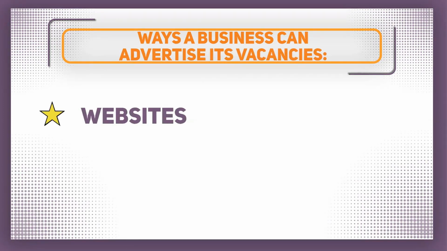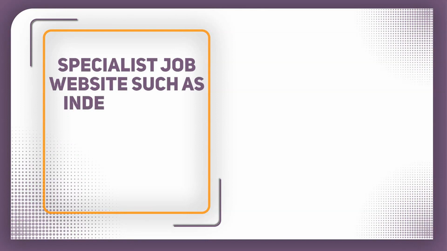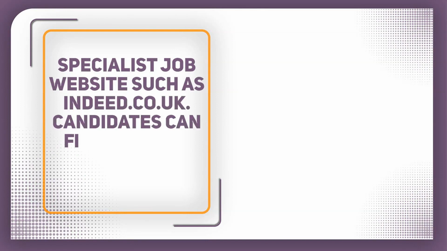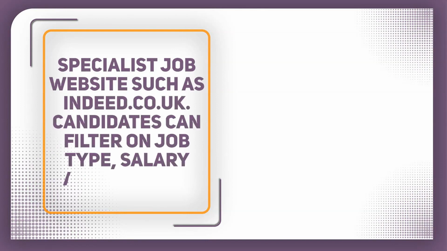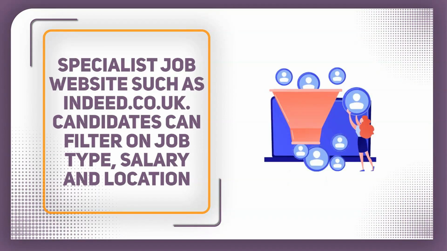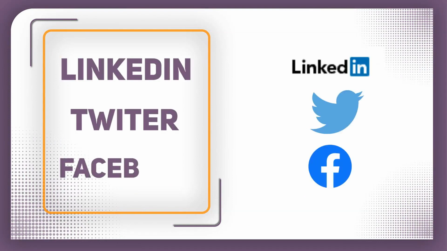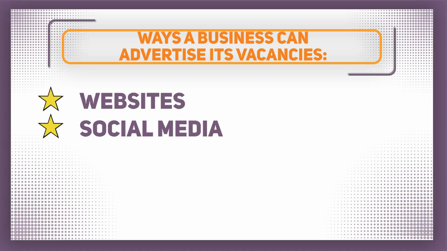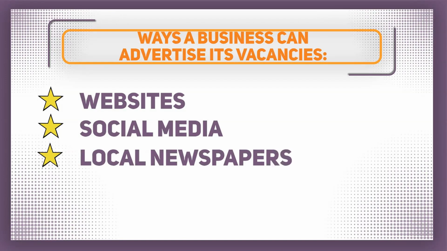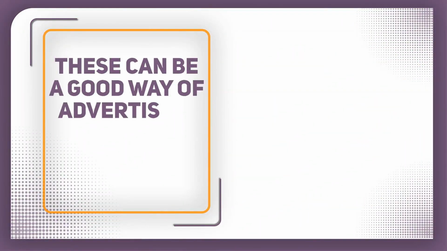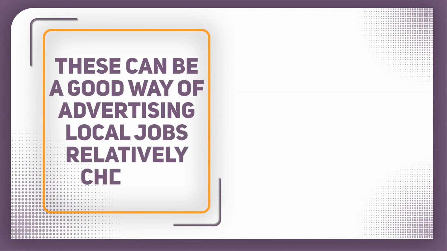They could advertise on websites. This can be the organisation's own website, or a specialist job website such as Indeed.co.uk or Monster. Candidates can filter on job type, salary, and location. Maybe they will use social media, such as the organisation's LinkedIn, Twitter, or Facebook pages. They could choose local newspapers and their websites. This can be a very good way of advertising local jobs relatively cheaply.